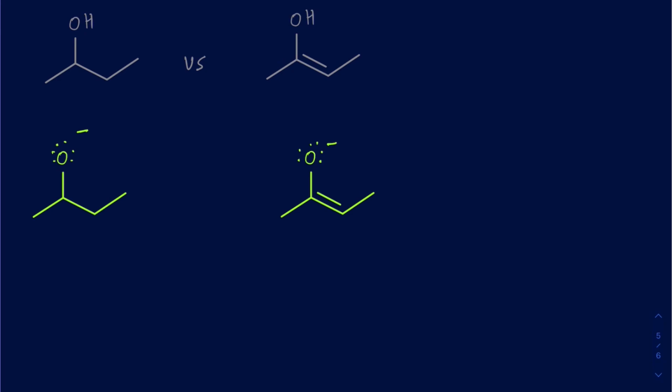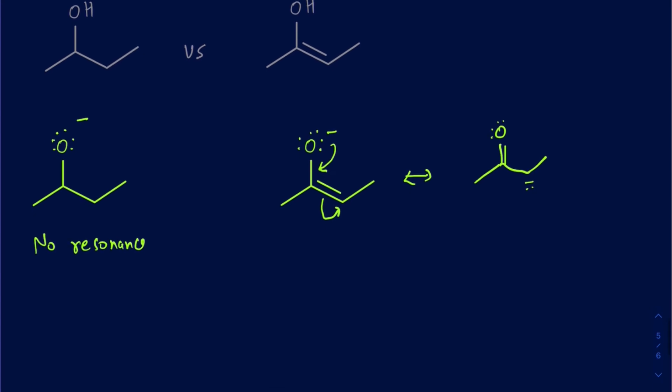Then look at the resonance. There is no resonance in the first case, but when I'm looking at the second one, this can actually resonate. Since this can resonate, it will make another resonance structure there, making it more acidic. So this is going to be stabilized by the resonance. As a result, this is going to be more acidic than the first one.